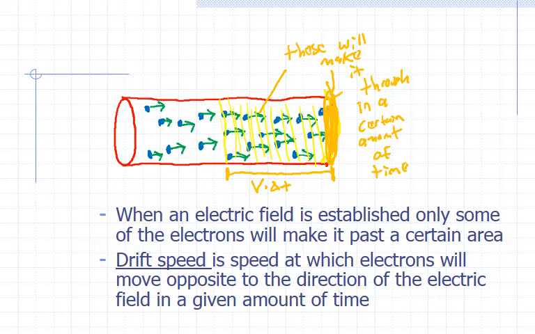And so drift speed is the speed at which the electrons move, opposite to the direction of the electric field, in a given amount of time. Remember, the field will actually be set up this way because electrons move opposite to the direction of the field, because the field is defined as what's going to happen to a positive point charge there. And so the field is set up from right to left. The particles are going to be moving from left to right.